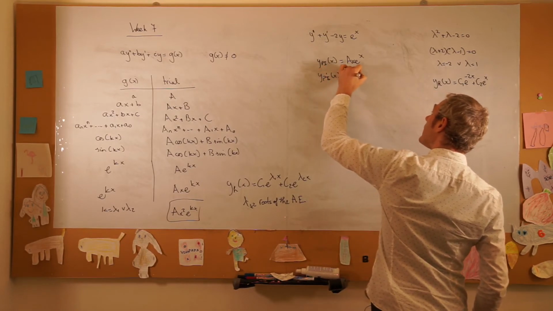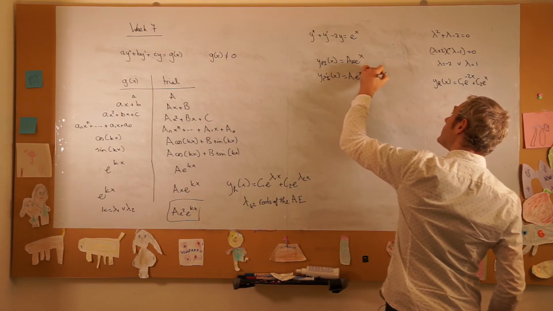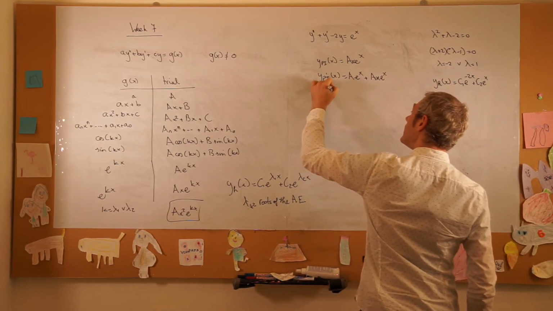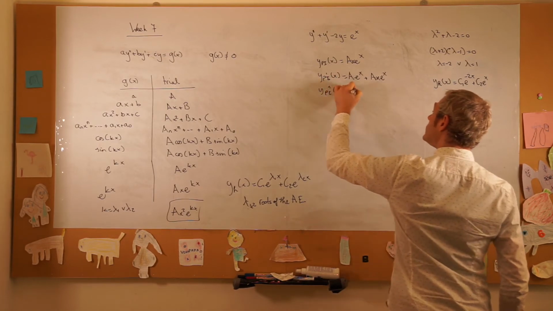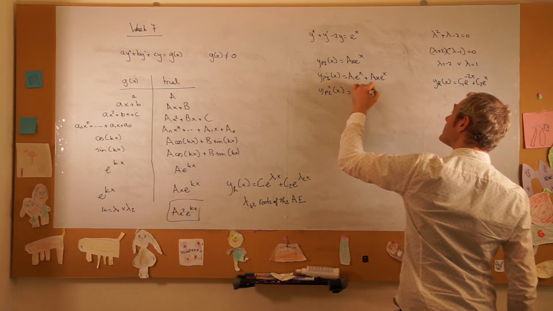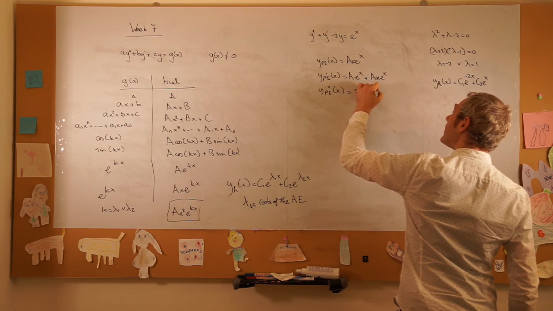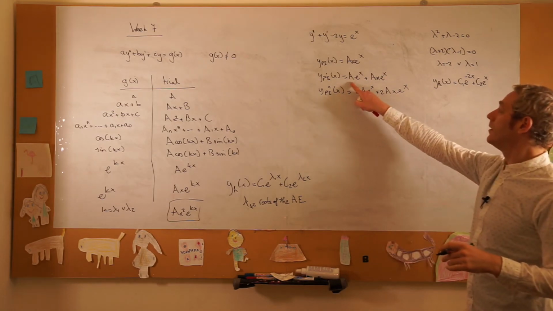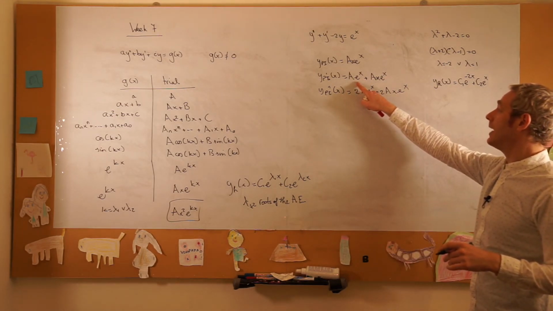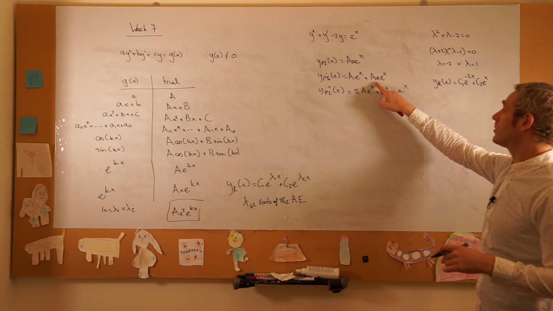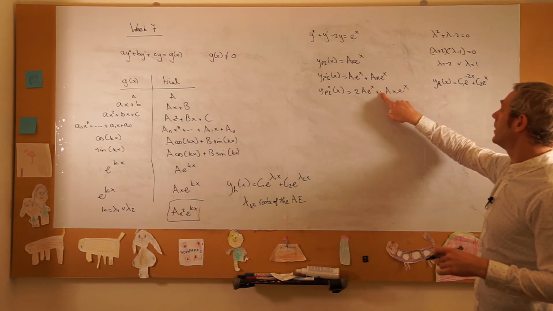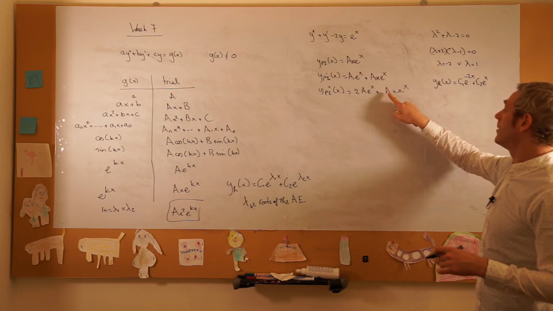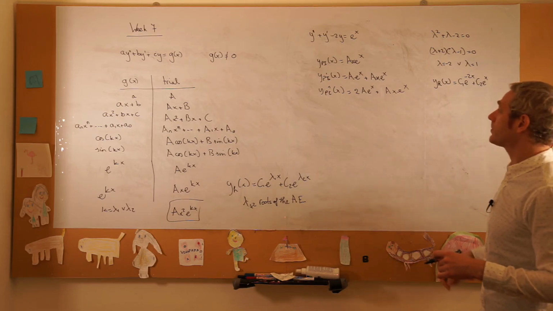This is a e to the power of x plus a x e to the power of x by using the product rule. And the second derivative is 2a e to the power of x plus 2a x e to the power of x, where the derivative of this one is a e to the power of x, and the derivative of this one is a e to the power of x, so I add that to that one, plus a x e to the power of x.